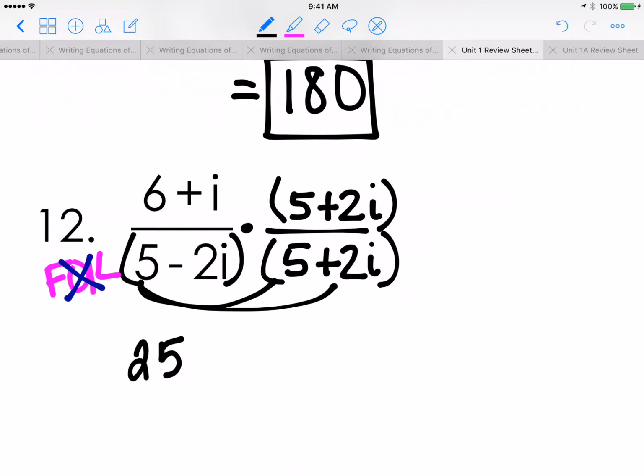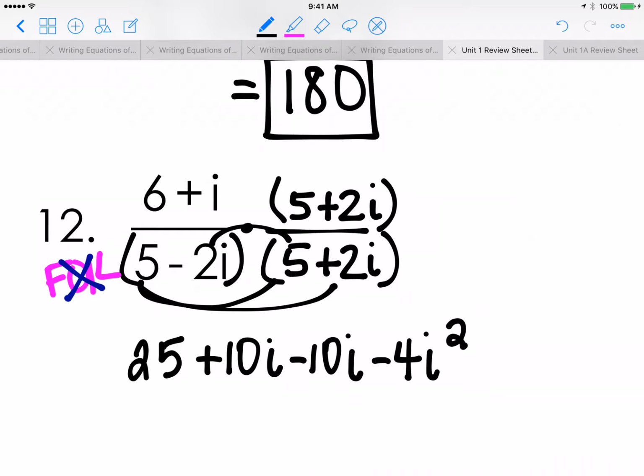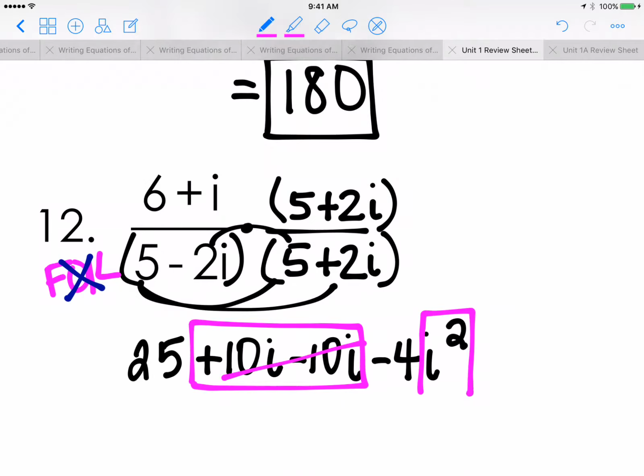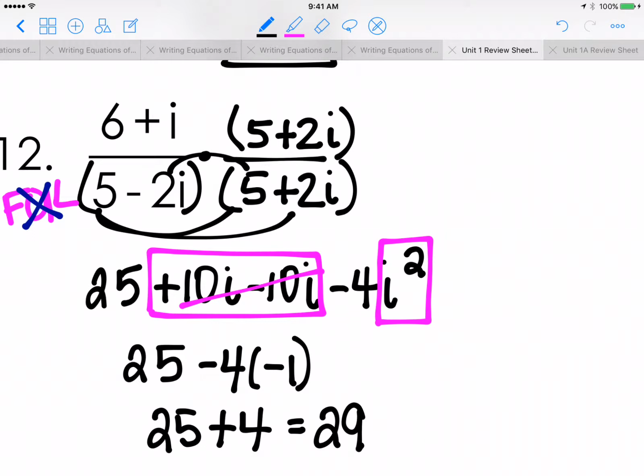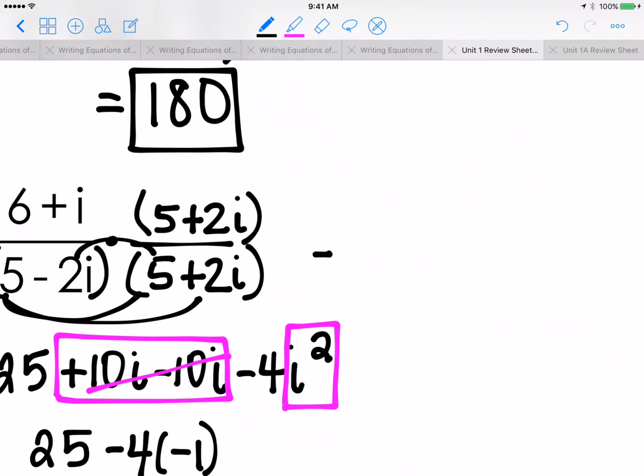So we get 25 plus 10i minus 10i minus 4i squared. So then these middle terms do cancel out, and we can deal with that i squared. So you get 25. Those are gone, and we get minus 4 times negative 1. So you get 25 plus 4, which is equal to 29. So our denominator is going to equal 29. Now we've got to FOIL the numerator.